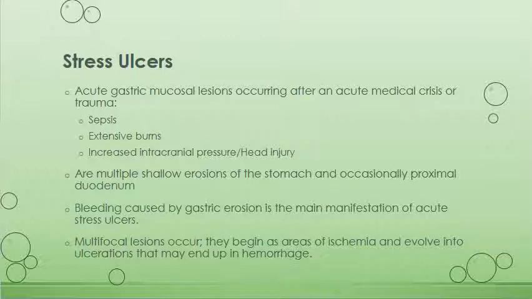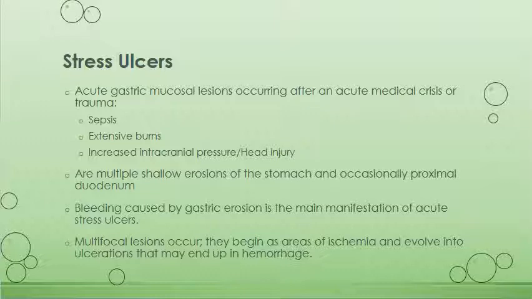Stress ulcers are the ones we think we all get. They are the least common, but it feels like we are the most at risk for these in this day and age. Stress ulcers are the product of acute gastric mucosal lesions that occur after an acute medical crisis or trauma. Some that were mentioned in your book are sepsis, extensive burns, increased intracranial pressure, or head injuries.